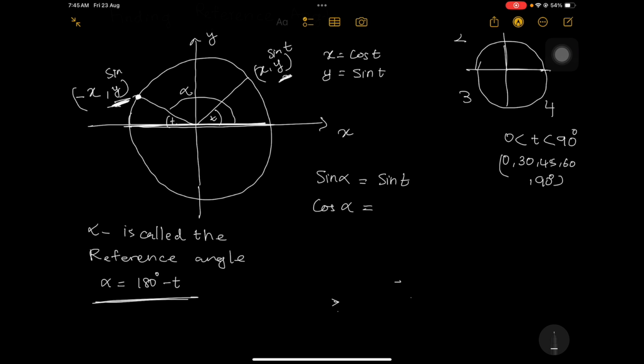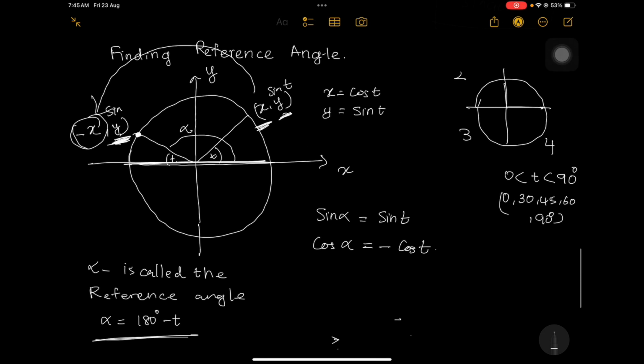Cos alpha here is minus x, right? Minus x. So here the x is cos t, so the minus x is going to be minus cos t. This is for the second quadrant.